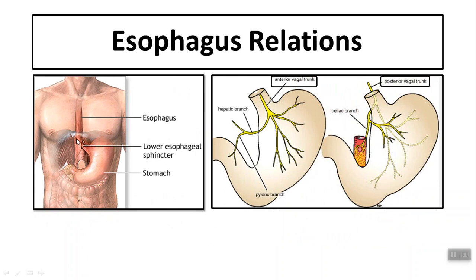We can see here, this is the diaphragm, this is the abdominal portion of the esophagus, and it is related to the left crus of the diaphragm. This is the left crus of the diaphragm that lies posterior to the esophagus. Also, this is the anterior vagal trunk and the posterior vagal trunk that lie anterior and posterior to the abdominal portion of the esophagus.